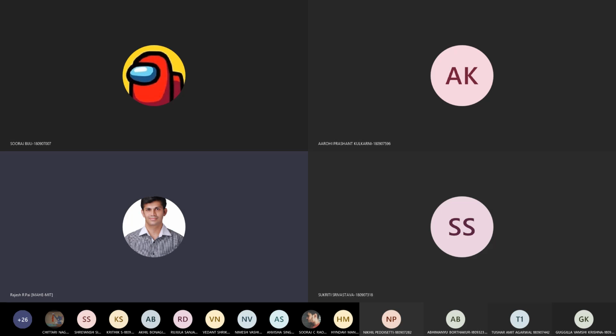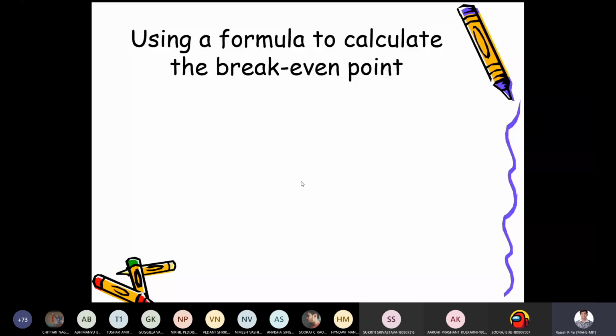Okay, so in our previous class, we had studied about break even point. And we have also calculated some numericals relating to the break even quantity as well as the cost. So today, before moving on to the numerical relating to break even again, we will just summarize the concept which we have learned in break even.